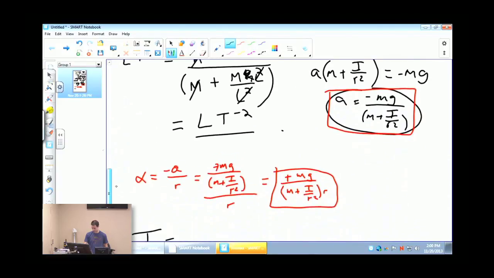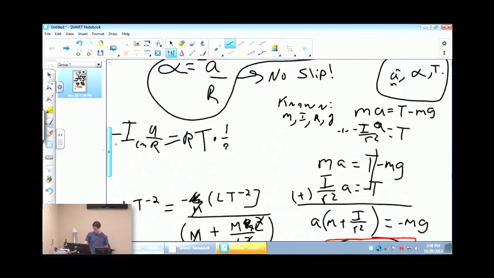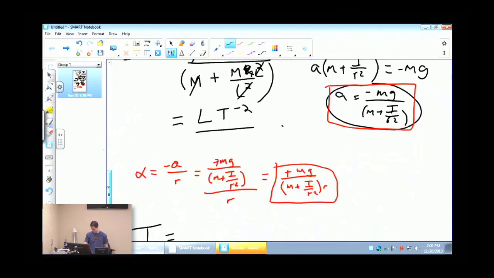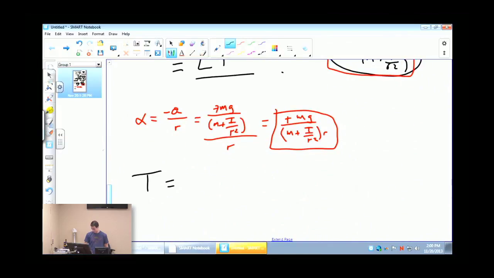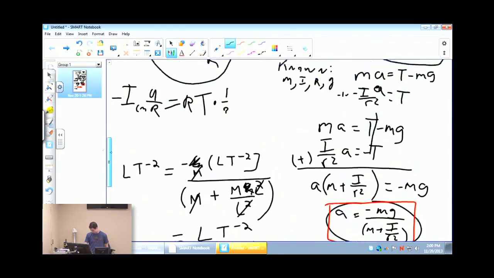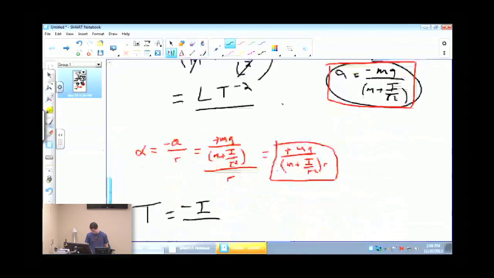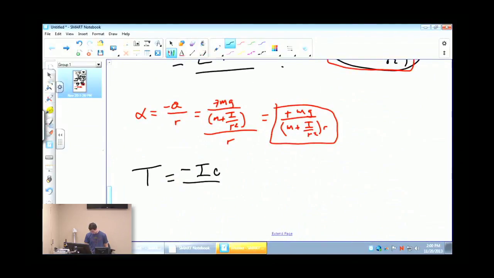Oh, we didn't actually solve the, there it is. We could have. And what reason would there be for not putting in a value for I? If we didn't know what I was. Well, that's one reason. If it was some complex being, like if the yo-yo is actually two discs with a hollow cylinder-ish thing.